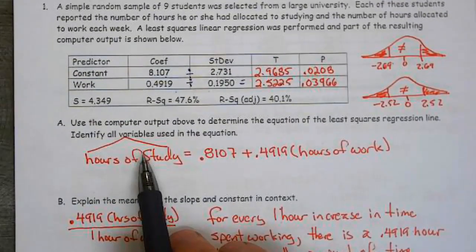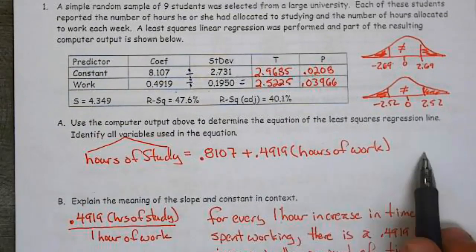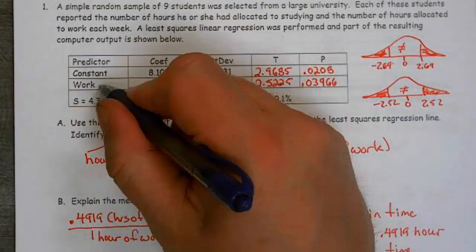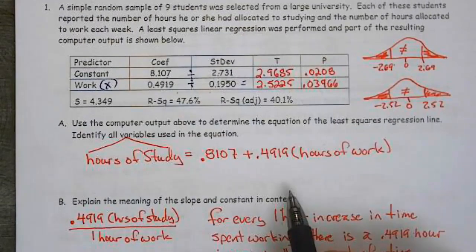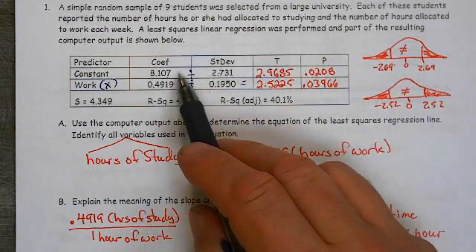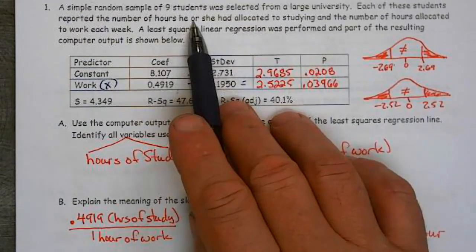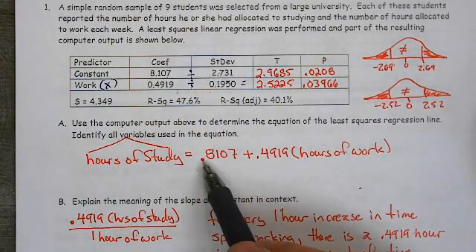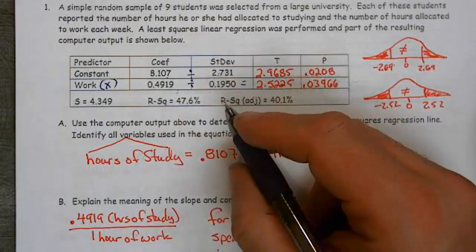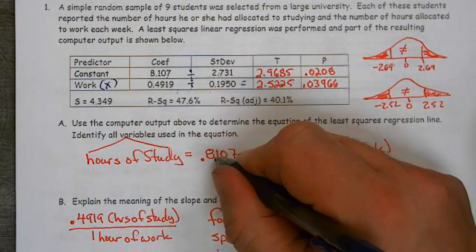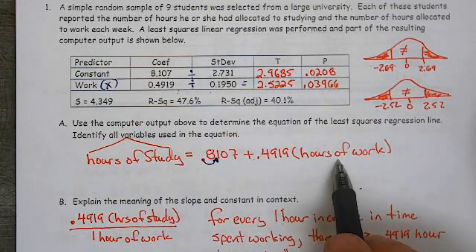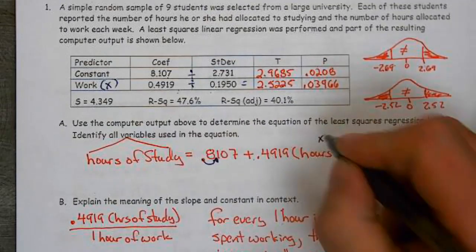So it asks us to identify all the variables, and it asks us to write the least square regression line. If I write it like this, I don't have to define my variables more than I have. So this right here tells me my x variable. My x variable is work. There's hours of work. This is my slope. This is my y-intercept. And so when I read this, we're talking about hours of study. So hours of study, and make sure you have a hat on it, equals 8.107, the decimal point should be there, plus 0.4919 times the hours of work. This is my x variable.